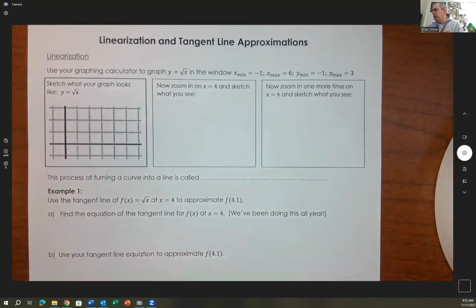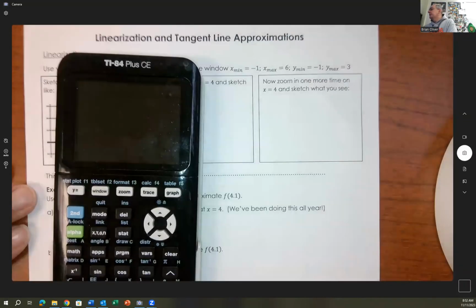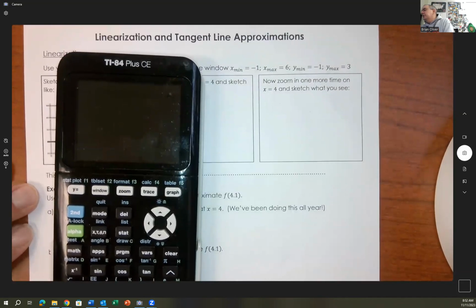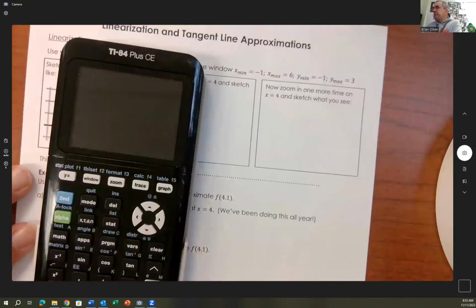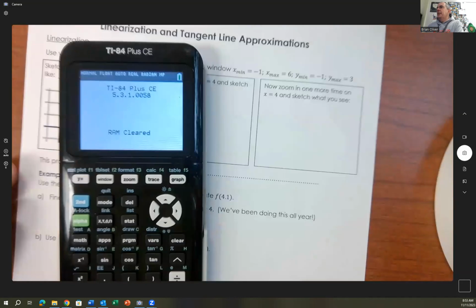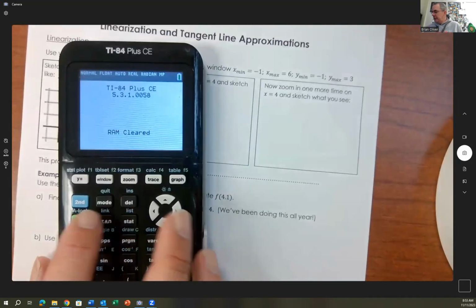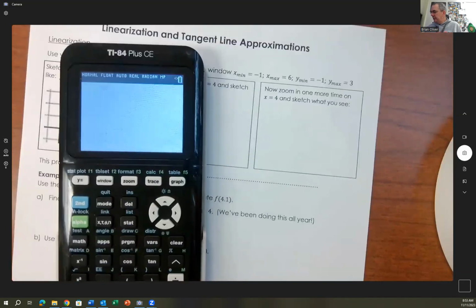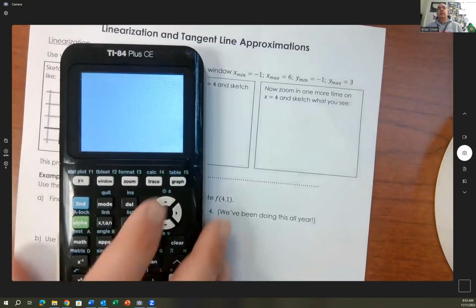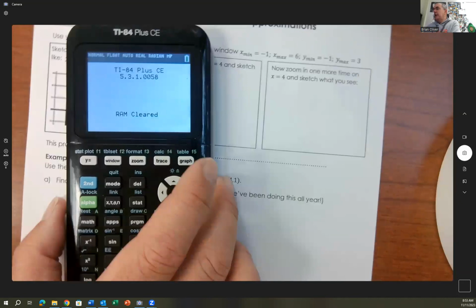So what we're going to do is go to our calculator. The first thing we're going to do is turn off the lights so we don't get the reflection. First thing we always do when we get a calculator, whenever we start a new question, is clear it. We do that with the second button, plus 7, 1, 2. Second plus 712 clears your calculator.